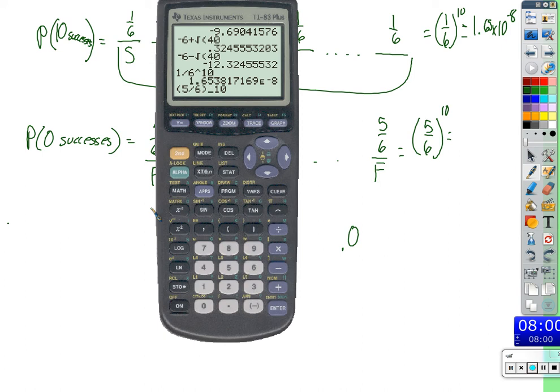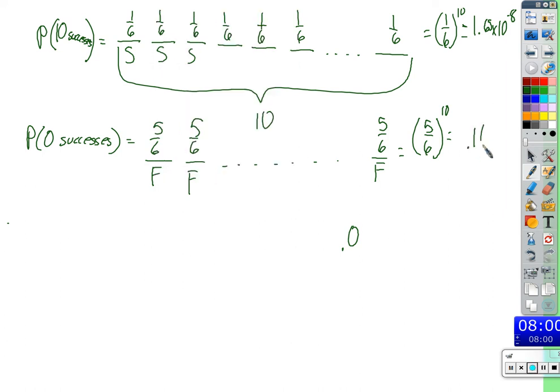Mine, I think I put parentheses and I still get 0.16. Yeah, when you use parentheses, you get 0.16. The parentheses would be correct. The one I had up here that was times 10 to the negative 8 was wrong. So 0.16.